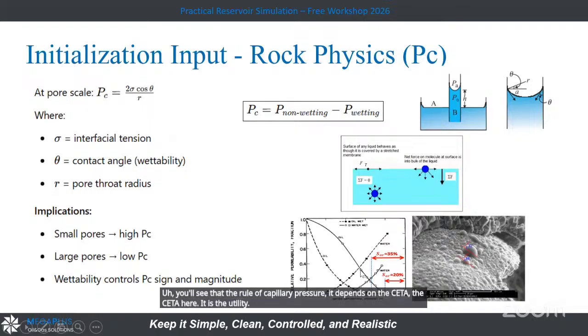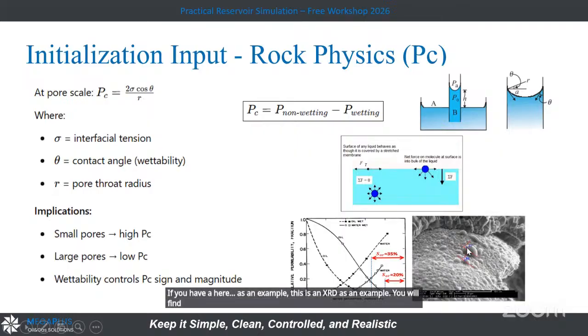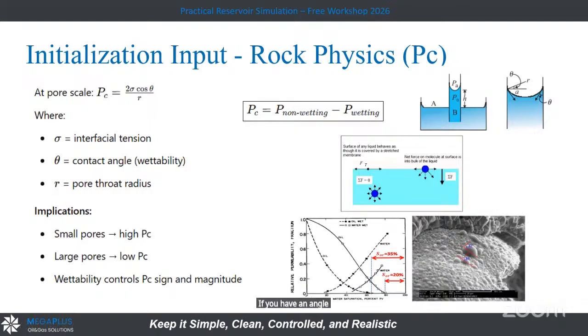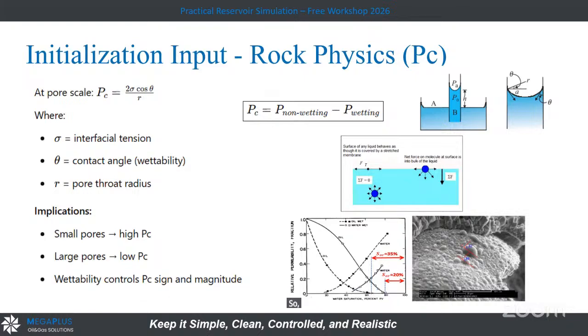If you have here, as an example, this is an XRD as an example, you will find an angle, as this is an example from the Gulf. If you have an angle below 90, it's wetting. If you have 90, it's neutral. More than 90, it's non-wetting. So this is the theta, the angle, and the capillary pressure depends on the surface tension.